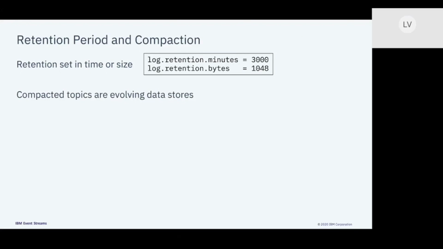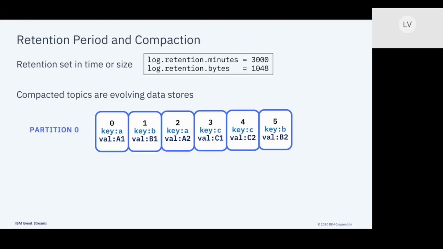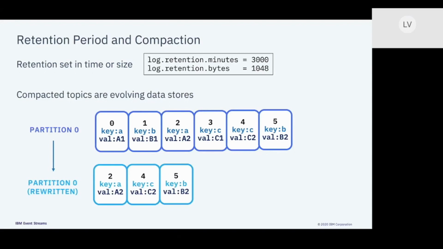So let's imagine you have this partition, and you want IBM Event Stream to compact this, and you define a specific policy for this. In this case, we'll only keep the latest information for each different key. We will keep only the last record identified for a specific key. That's what we want to get.